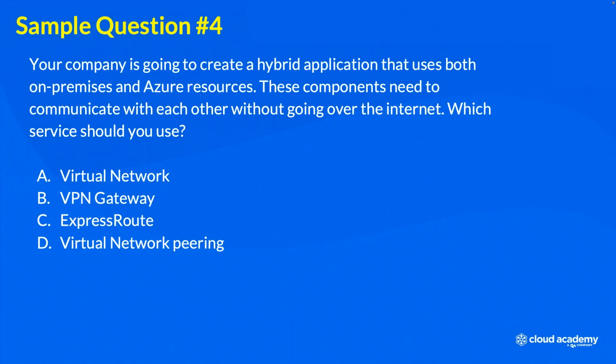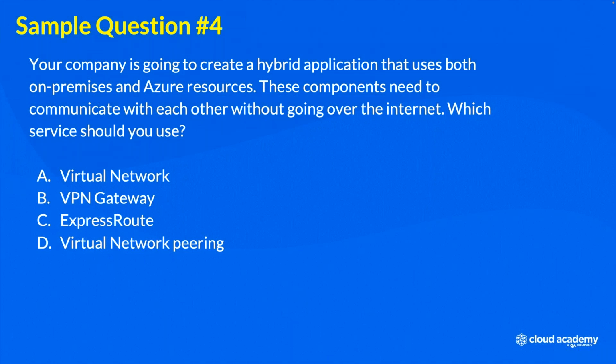Now, a virtual network is something that you probably need to have on the Azure side of things, but it's only on the Azure side of things. It's not about the communication with your on-premises environment. So it's not that one. VPN gateway. Now, this is a hybrid technology. This is something that allows you to connect your on-premises and Azure resources, but it goes over the internet. It's encrypted, but it does go over the internet. Right? It's a virtual private network. And so that can't be it, because in the question it says it can't go over the internet.